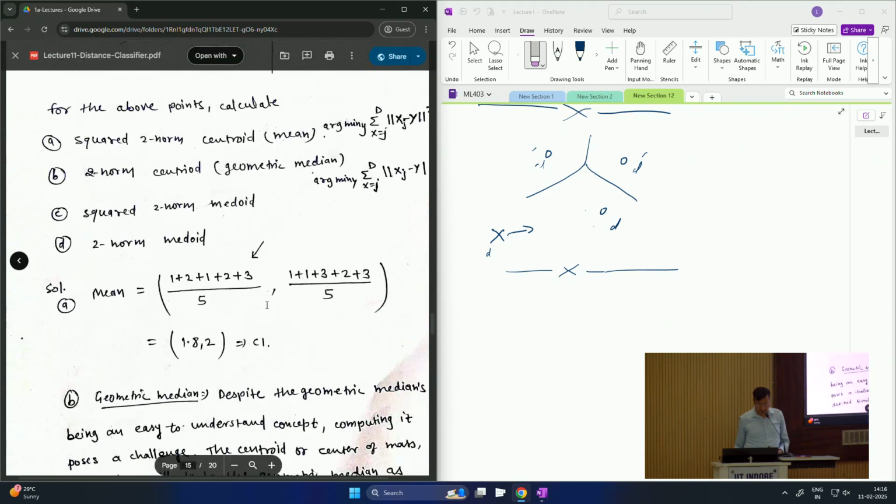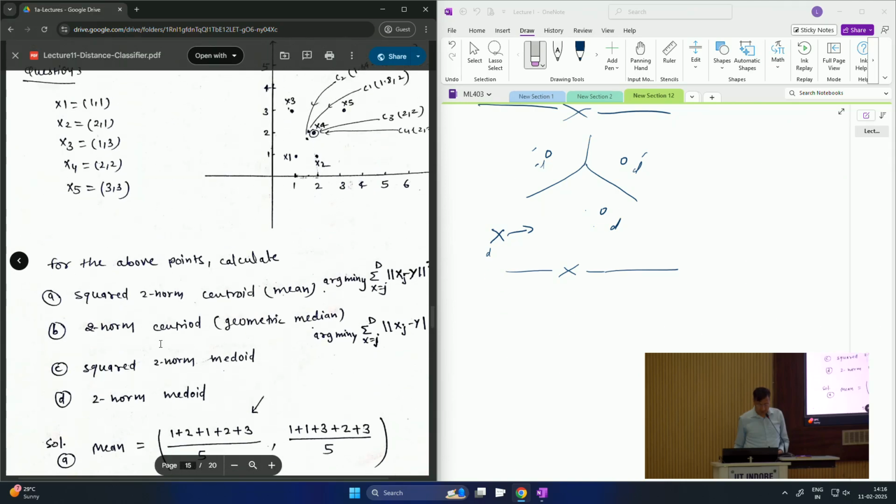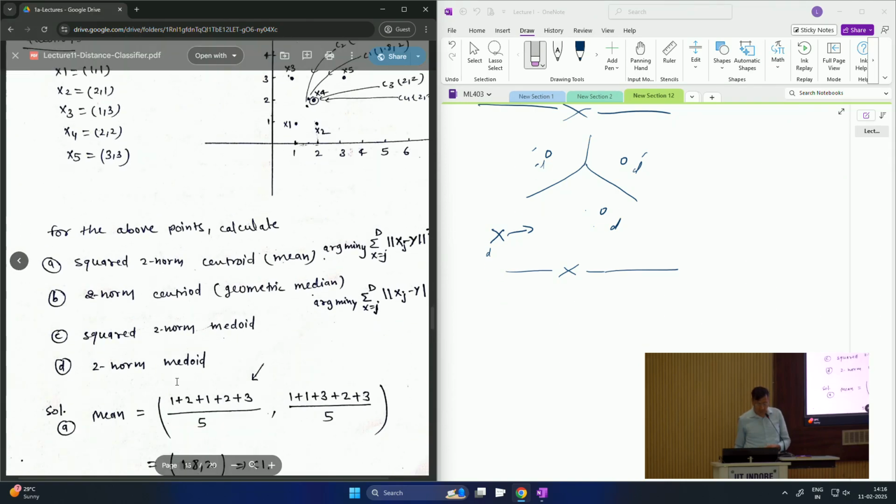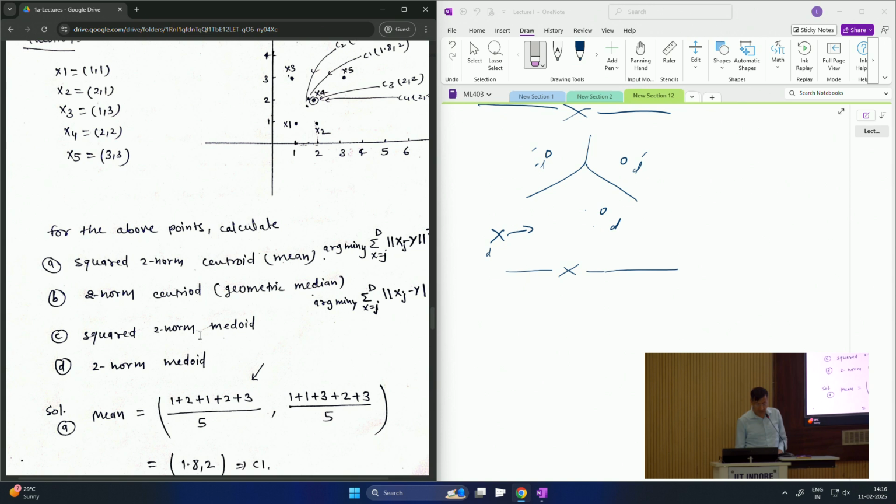You do the other two. You tell me what is the squared 2 norm medoid. Either of them you can do, whichever is easier. Find the squared 2 norm medoid or the 2 norm medoid.